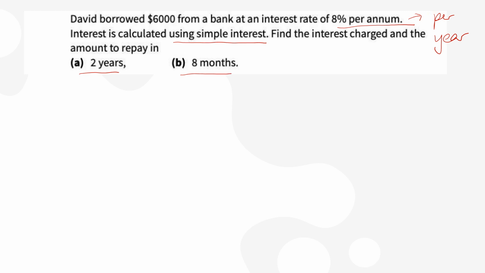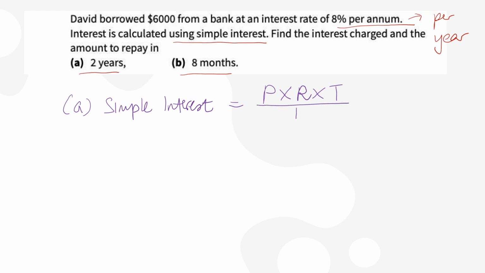So let's write down the formula to calculate simple interest first. The formula to calculate simple interest would be P times R times T over 100. P stands for the principal sum, that is the original amount of money that David borrowed from the bank. R is the rate. T is the period, that is how long David borrowed from the bank. So this is the formula to calculate simple interest.